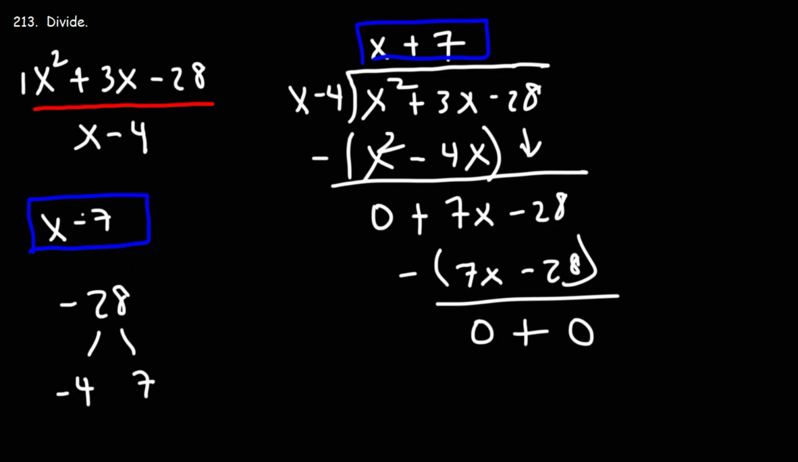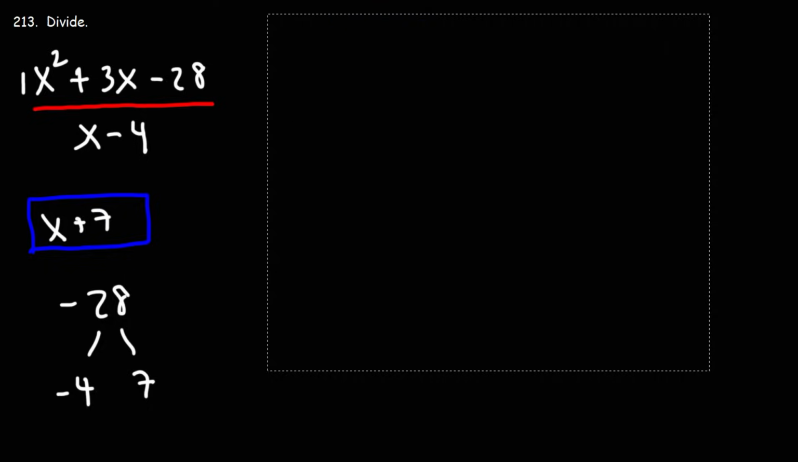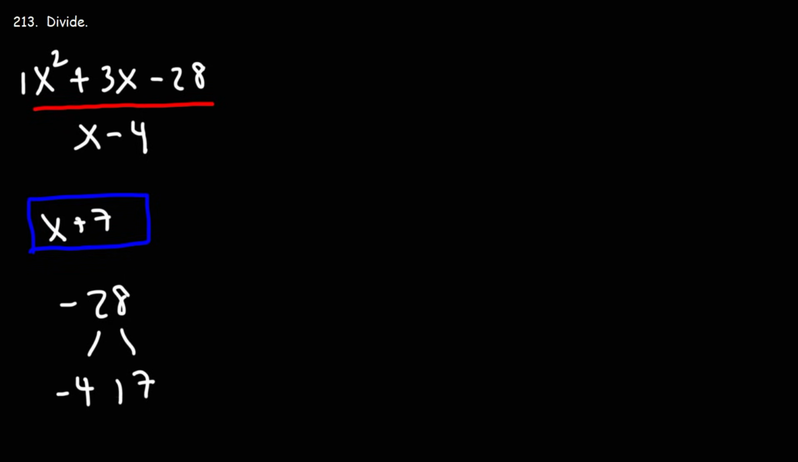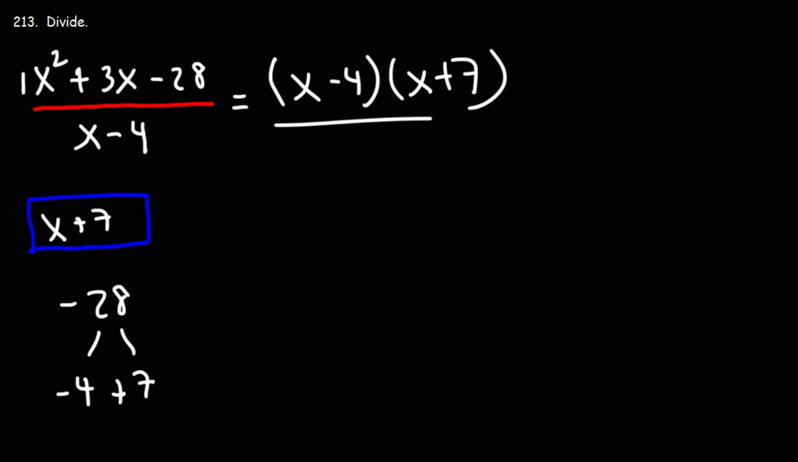By the way, this should be x plus 7. I don't know why I wrote x minus 7, because this was plus 7 here. So when we factor it, it was x minus 4 times x plus 7 over x minus 4. And so these cancel, and we should get x plus 7 as the answer.